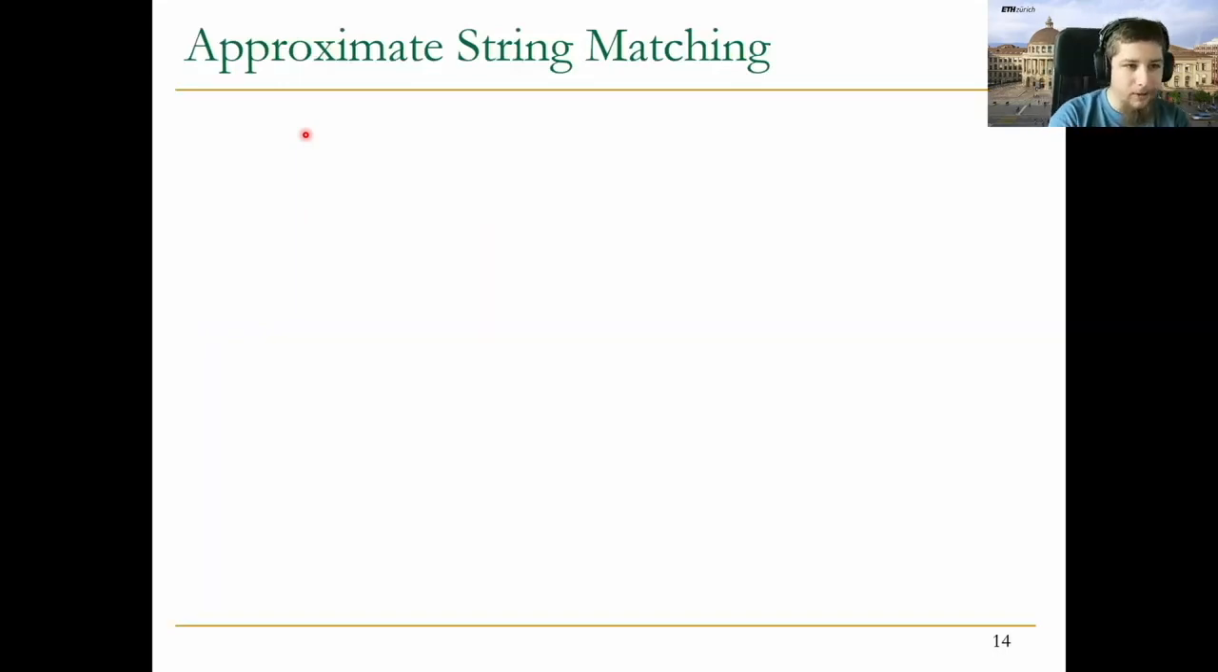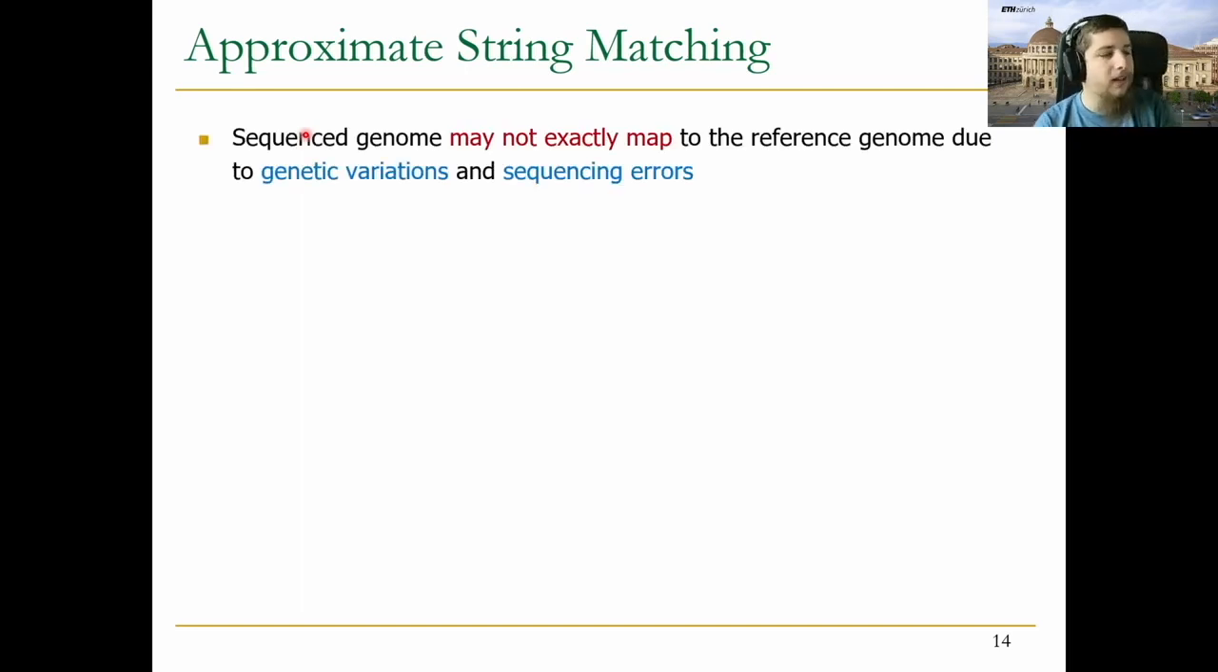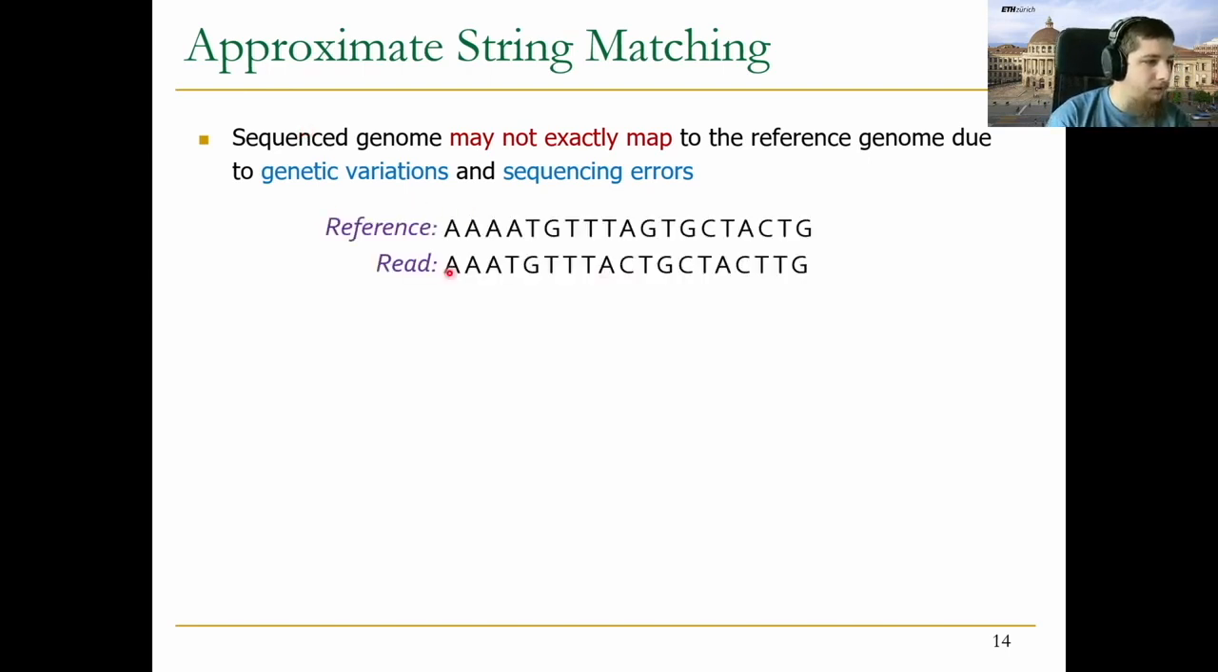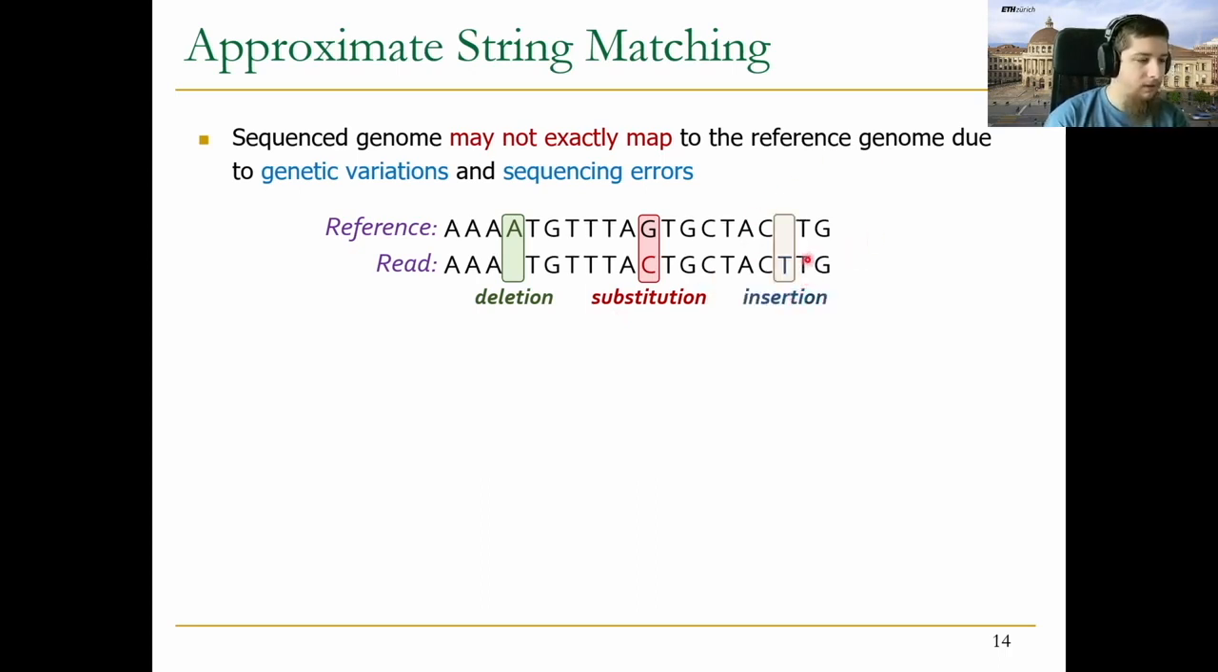In approximate string matching, we have a sequenced genome that may not exactly map, as we said, due to these variations and sequencing errors. Let's say we have a reference and a read, and you can see they already look somewhat similar, but actually there is a deletion in here: a character that appears in the reference but was missing in the read. There can be substitutions, so characters that occur but are actually different in the read. This could be a genetic variation or a mistake by the sequencing machine. Or an insertion, a character that for whatever reason occurred in the read but actually wasn't in the reference.